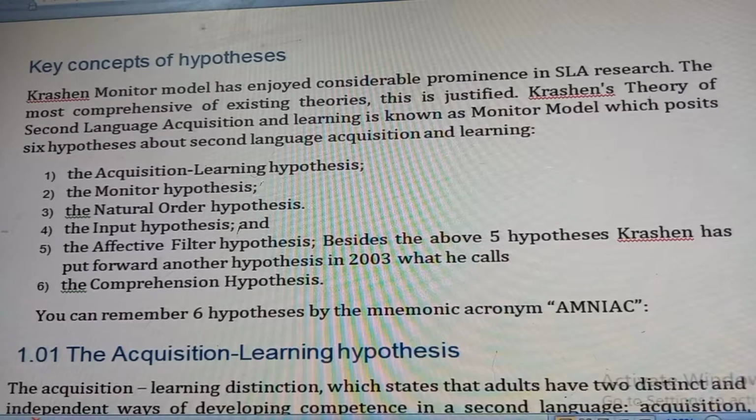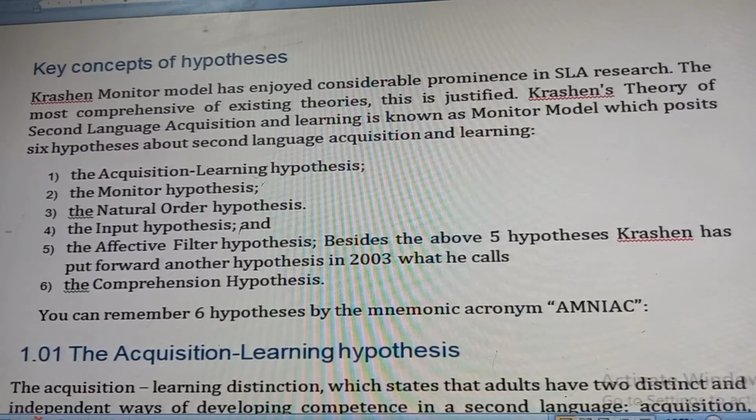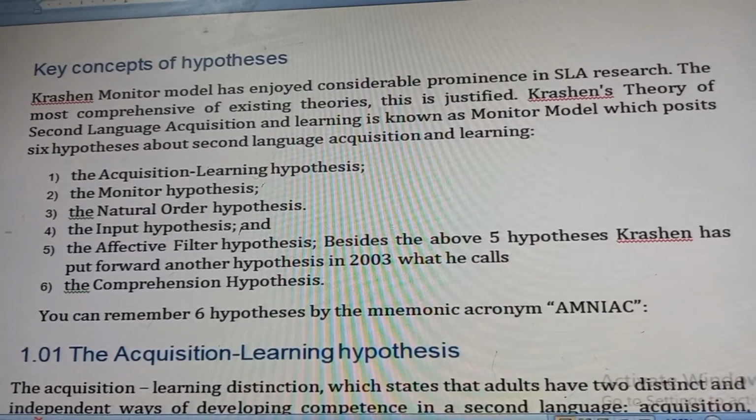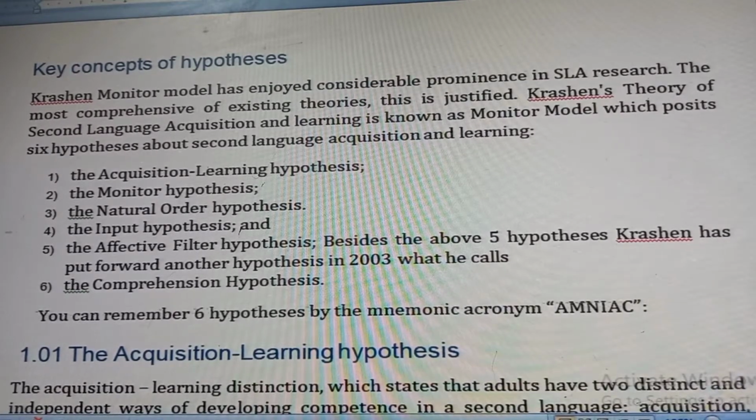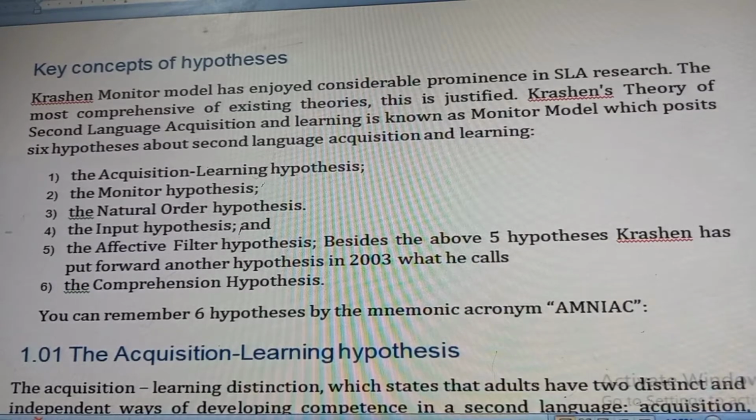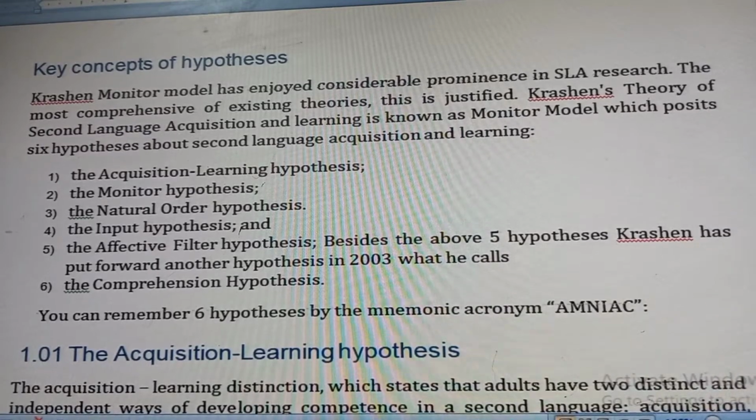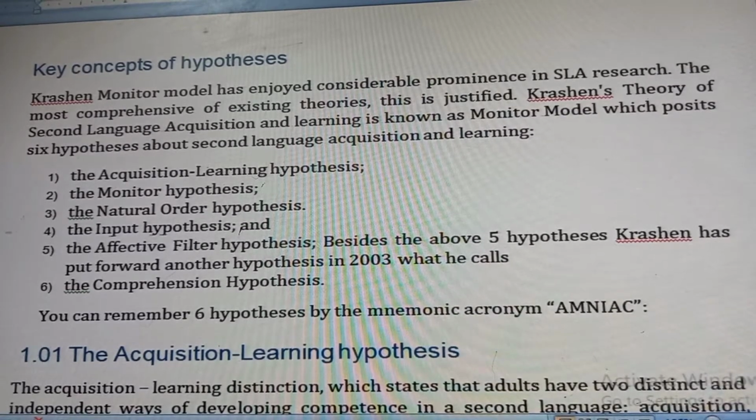Besides the above 5 hypotheses, Krashen has put forward another hypothesis in 2003, what he calls the comprehension hypothesis. You can remember the 6 hypotheses by the mnemonic acronym AMNIAC.